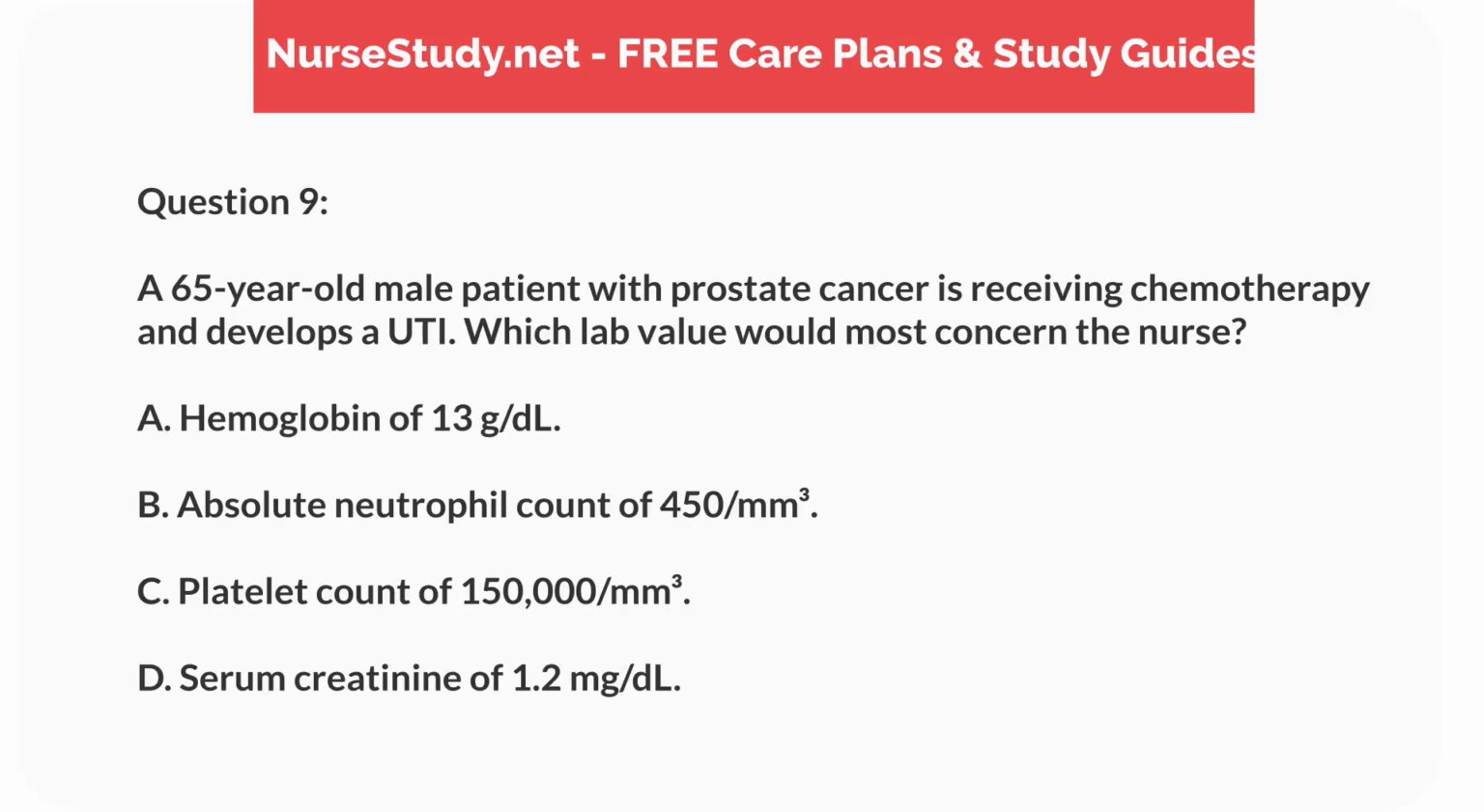Question 9. A 65-year-old male patient with prostate cancer is receiving chemotherapy and develops a UTI. Which lab value would most concern the nurse? A. Hemoglobin of 13 grams per deciliter. B. Absolute neutrophil count of 450. C. Platelet count of 150,000. D. Serum creatinine of 1.2 mg per deciliter.